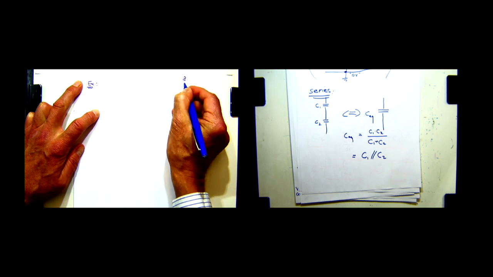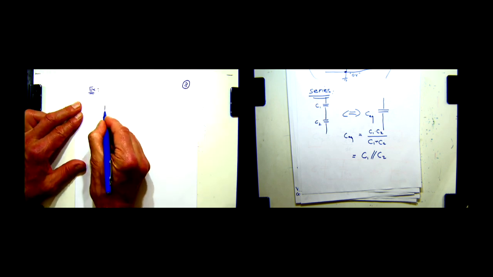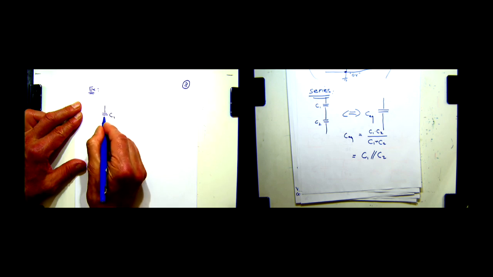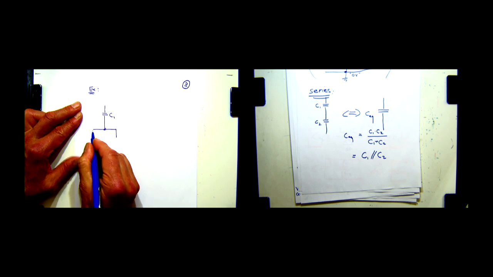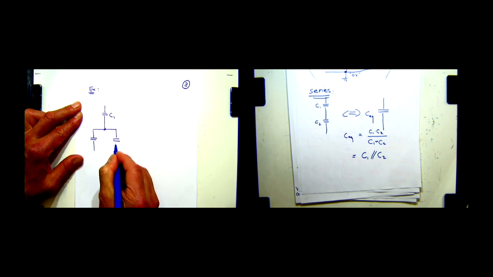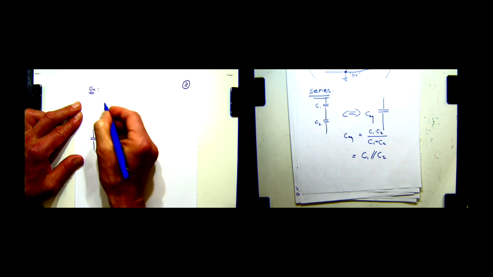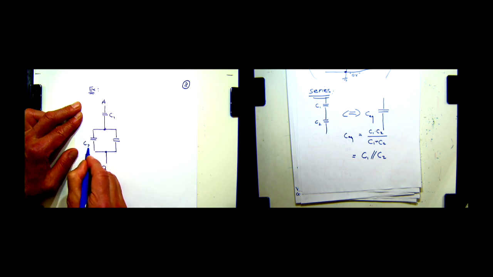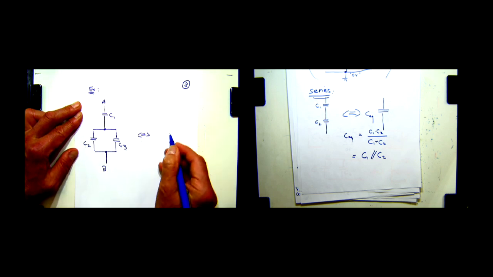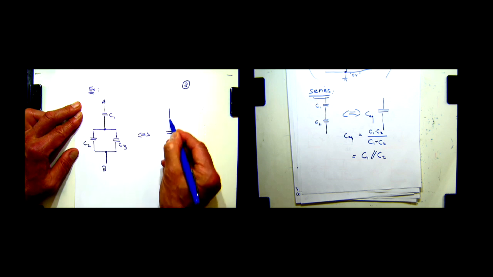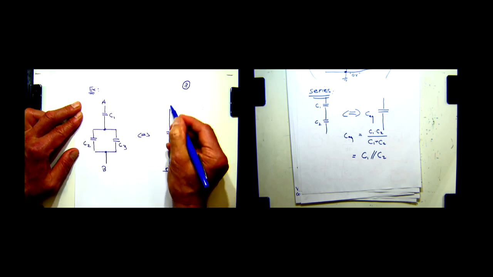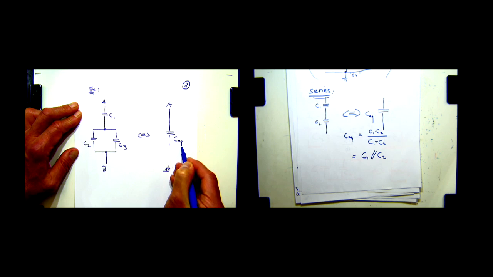Example 8. If I write example, you can't read it anyway, so I just write EX. So let's say this is our example. There's a C1, and these are terminals A and B, and this is C2, C3. We want to figure out what the equivalent capacitance would be, with the same characteristics between A and B, that we could replace this thing with. So how would you do this? Actually, I let you figure it out. Talk to your neighbors. Use your notes.